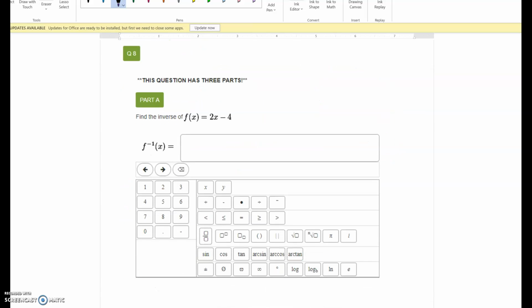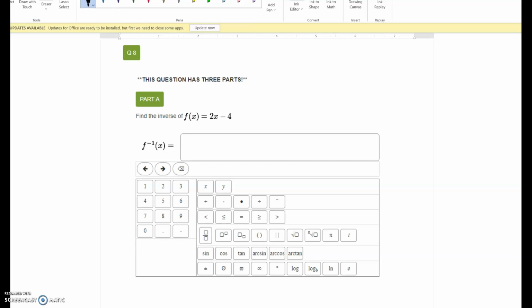Okay, question 8. This one has 3 parts. It's the finding inverses. So there's 3 steps to finding the inverses. Step 1, change that f of x to y. Y equals 2x minus 4. Step 2, switch the x and the y. Actually, we'll just combine some steps. Get y by itself. So we're going to add 4 on both sides and then divide everything by 2. So we have x plus 4 over 2 equals y.